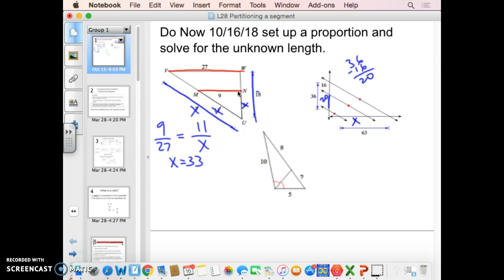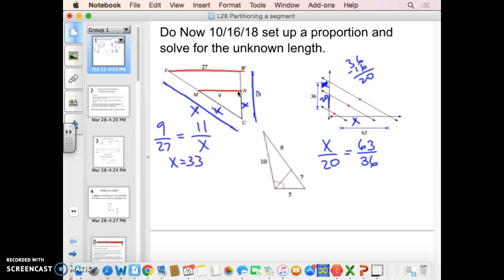I don't know this side, and I know this side, so that's going to be my extra information that I don't need. So I'm going to do x over 20 equals, and since I started with x, I have to start with 63 over 36. And then when you cross multiply and divide, you can figure out what x is. Apparently I didn't work it out last night.